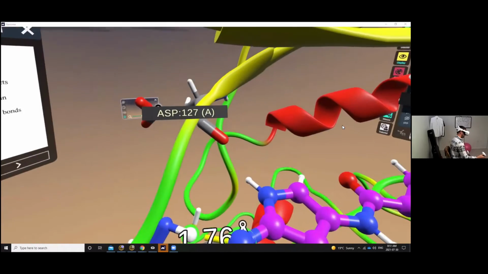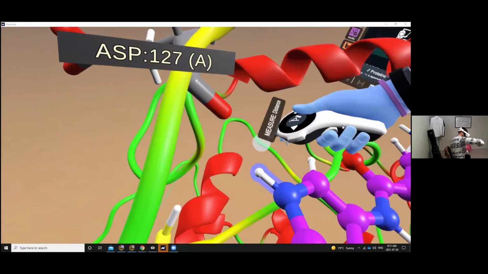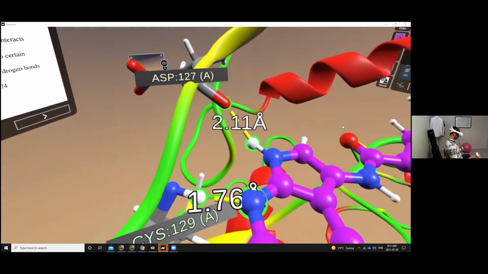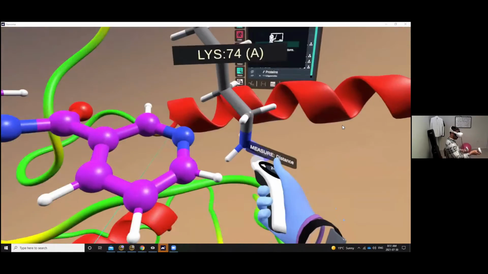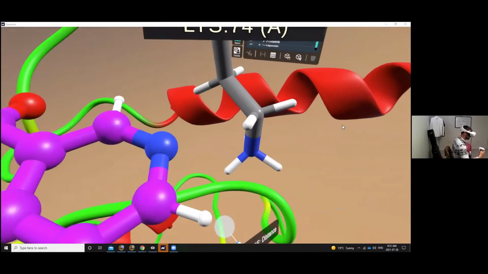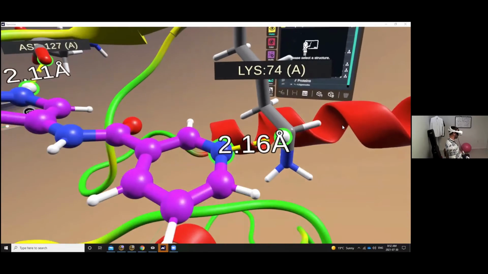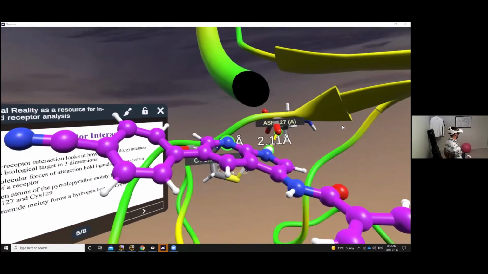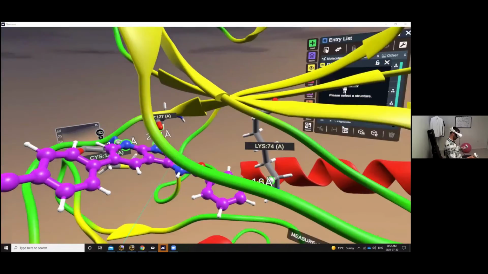Okay, 127, that will be this hydrogen to this oxygen, which is at a distance of 2.11 angstroms, and then lysine 74, which, well, I guess it'd be this atom to this atom, sitting at 2.16 angstroms. So as we can see, we can really start to use virtual reality to help us look at proteins in three-dimensional space, and that's really useful in a way.